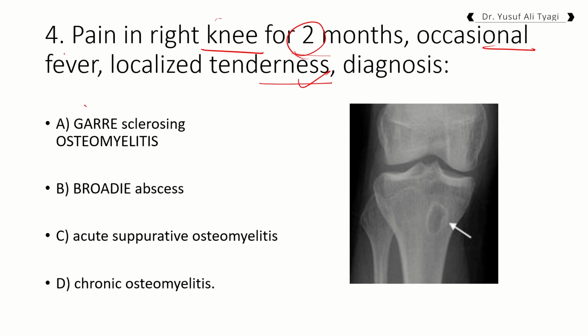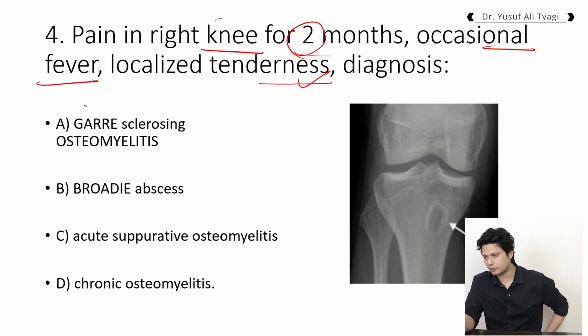Then occasional fever, another complaint which is not going in favor of acute osteomyelitis, because in acute conditions the patient is toxic, having fever throughout. Localized tenderness is pointing towards a possibility of the formation of an abscess. Now, aiding all these conditions, there is an X-ray which is provided to you. In this X-ray, there is a sclerotic rim of the bone, and inside this sclerotic rim there might be a collection of abscess.